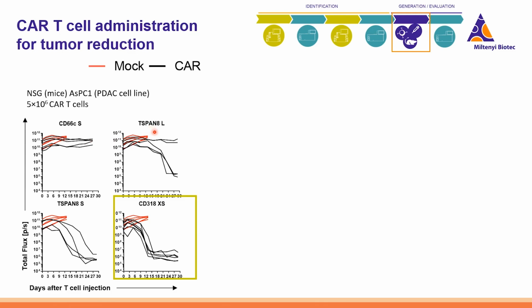TSPAN8 shows a bit of different results. First, for 2 mice, we see overall control over the tumor and reduction in the size of the tumor for 3 mice. The TSPAN8 spacer shows overall an effective reduction in the size of the tumor, but the best candidate and the best result is from CD318 with a fast and complete reduction of tumor mass.